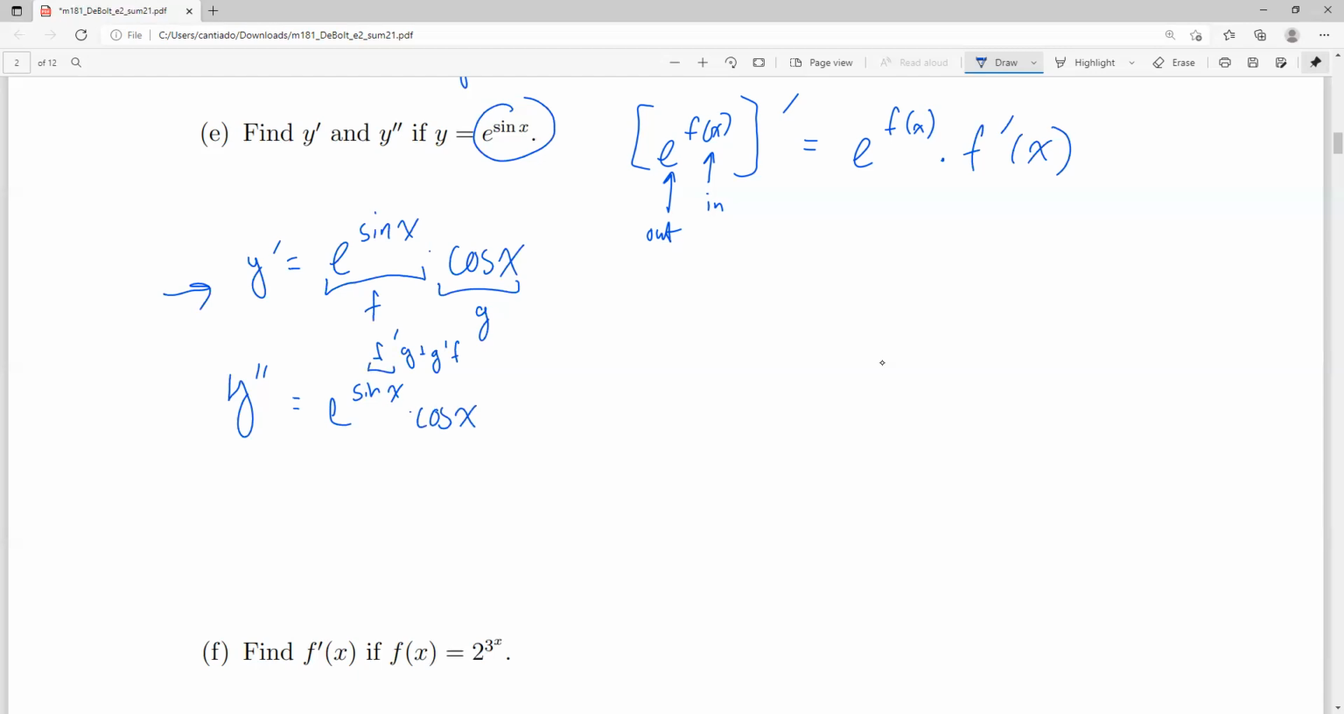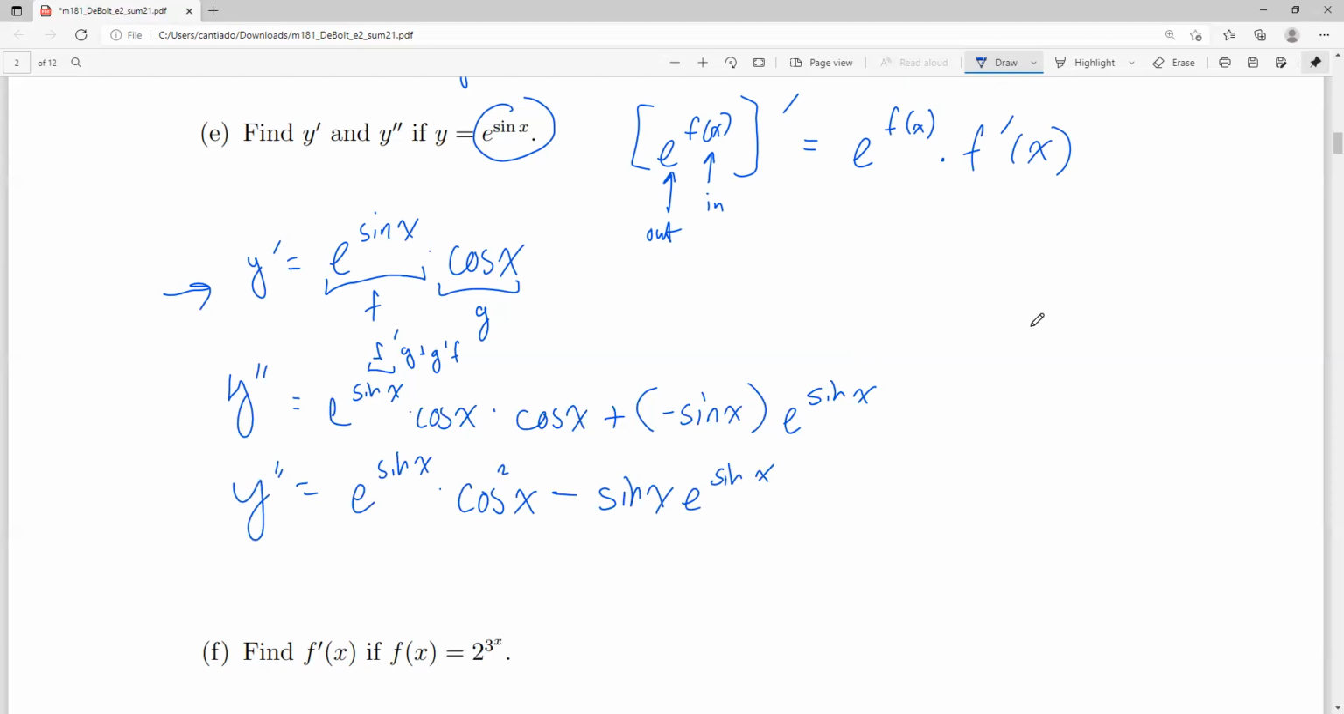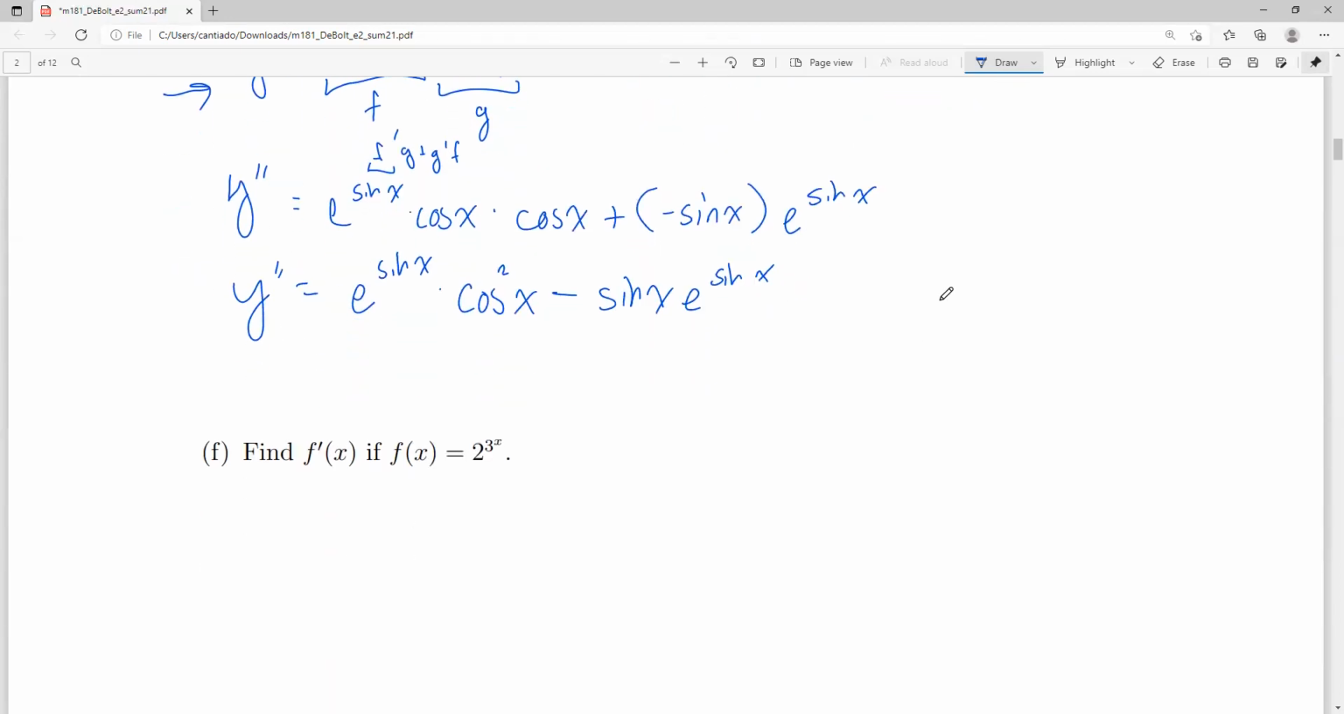Now let's multiply it by g, which is cosine x, plus g prime. The derivative of cosine x is minus sine x, and then f is e to the sine x. If we simplify this a bit, what do we get? e to the sine x times cosine squared of x minus sine x e to the sine x, right? And that's right there. You can leave your answer like that, perfectly fine. All right, let's go ahead and move on.